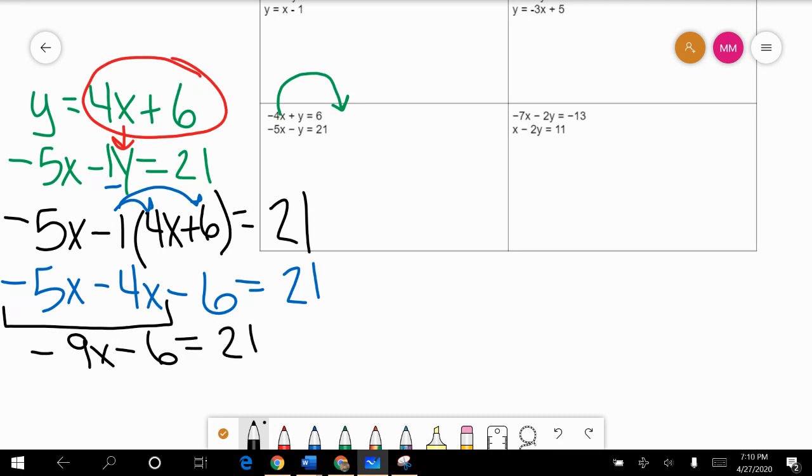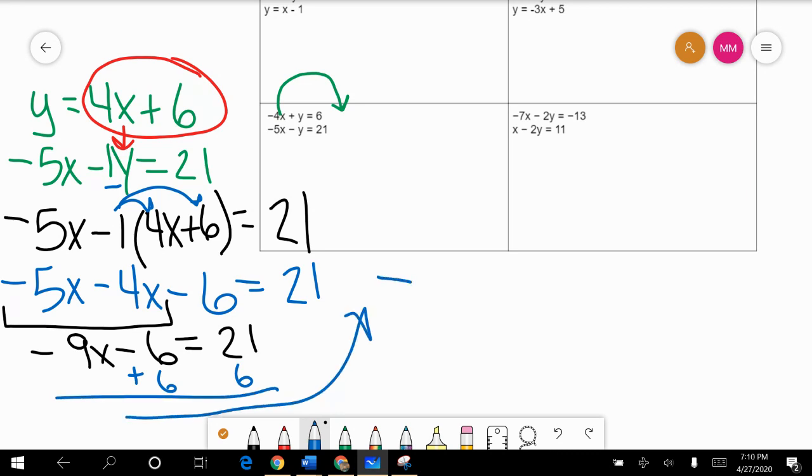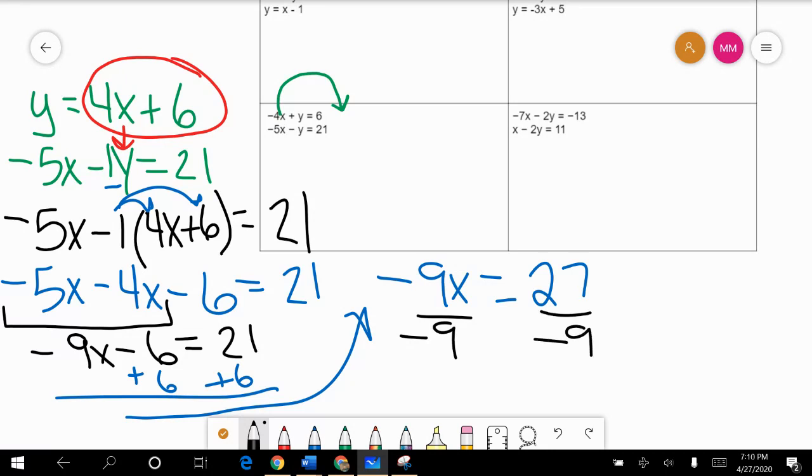Now my goal is to isolate that x, meaning get it by itself. So the first thing I'm going to do is add 6 to both sides of my equation. When I do that, I'm left with negative 9x equals, and 21 plus 6 is 27. My last step is to divide both sides by negative 9. And so now I have x is equal to negative 3 because 27 divided by negative 9 is negative 3. So that is the first part of my solution.